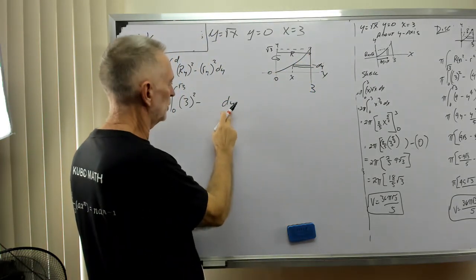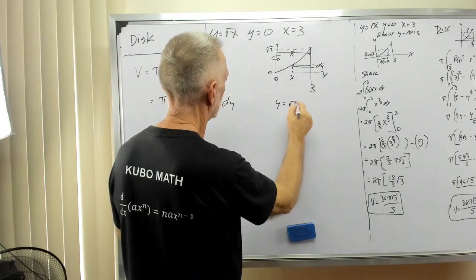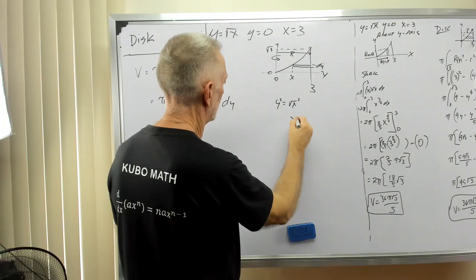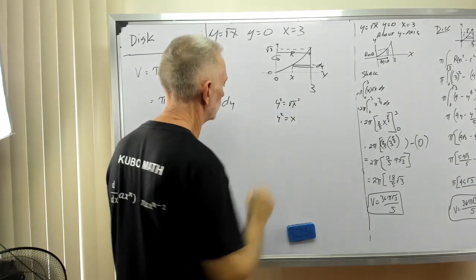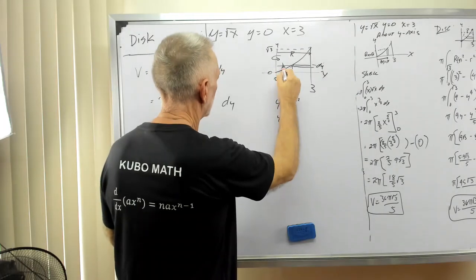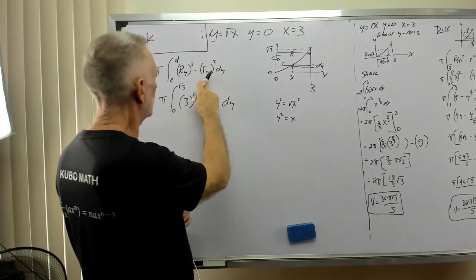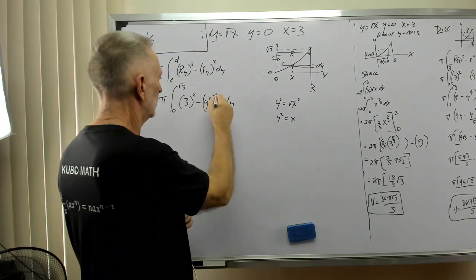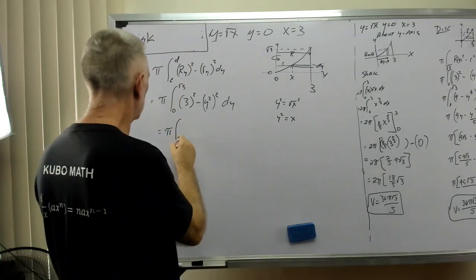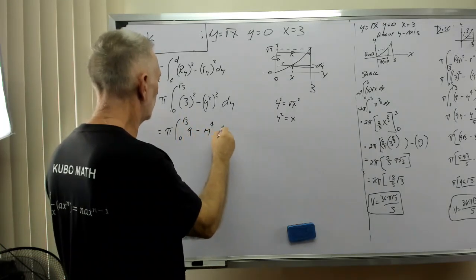But we're differentiating with respect to y. So y equals square root of x. If I square both sides, that drops off the radical. So x equals y squared. So my inner radius is y squared. But it's y squared squared. Don't get tripped up on that one. Okay, so I have pi times the integral from 0 to square root of 3 of 9 minus y to the 4th dy.